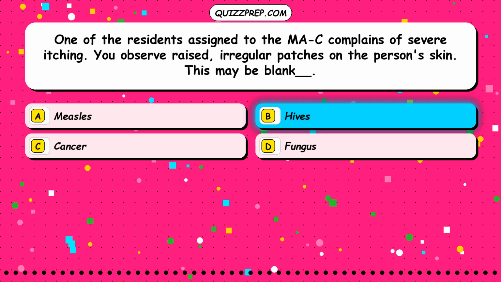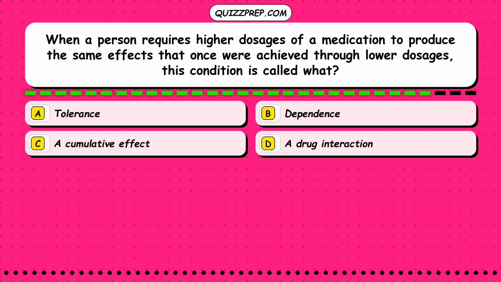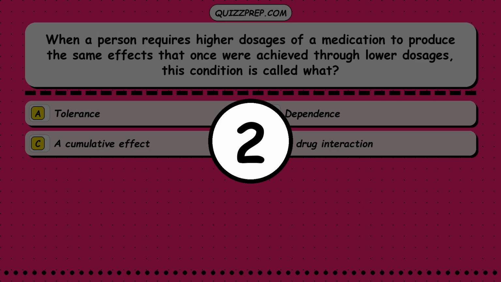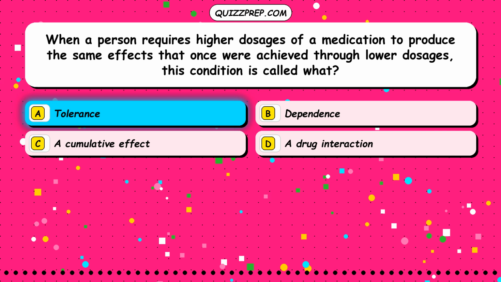The correct answer is option B, hives. Question 70. When a person requires higher dosages of a medication to produce the same effects that once were achieved through lower dosages, this condition is called what? Option A, tolerance. Option B, dependence. Option C, accumulative effect. Option D, a drug interaction. The correct answer is option A, tolerance.